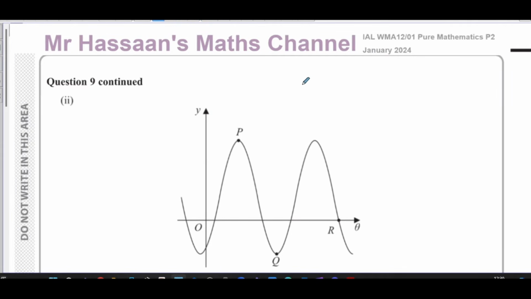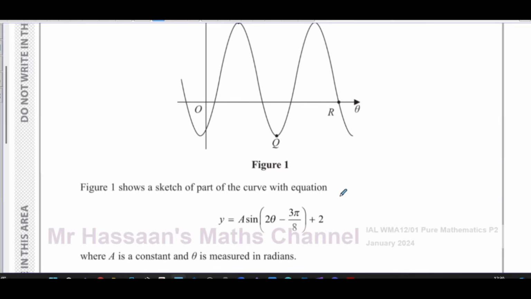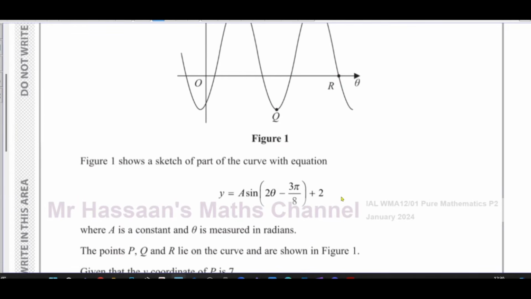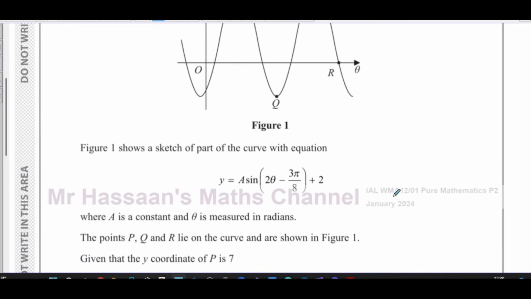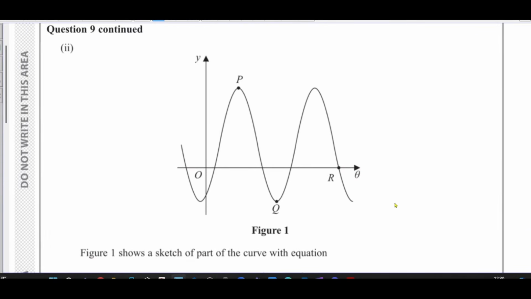Now for part 2 of question number 9. Here we're given a curve, looks like a trig curve. It says figure 1 shows a sketch of part of the curve with the equation y equals a times sine of (2θ - 3π/8), plus 2 outside the bracket, where a is a constant and θ is measured in radians. It says the points P, Q, and R are points on the curve and are shown in figure 1. Given that the y-coordinate of P is 7, so this is 7, so you can say this is (x_P, 7).